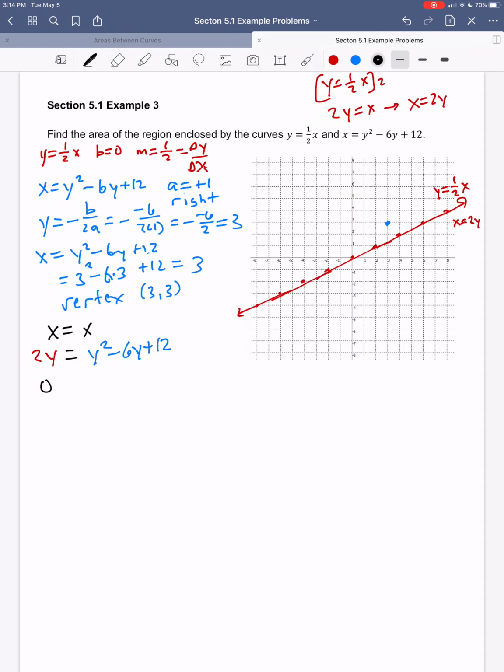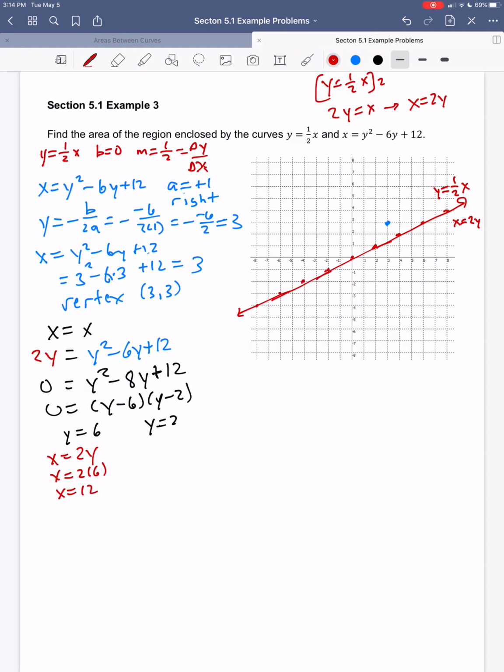So I'm going to get things equal to 0. I subtract 2y. Negative 6 minus 2 gives me negative 8y plus 12. And when I factor this, then I get y minus 6 times y minus 2. So I get y is either equal to 6 or y is equal to 2. But for my line, I've got x equals 2y. So x would be 2 times 6, so x would be 12. So this point is 12 comma 6.